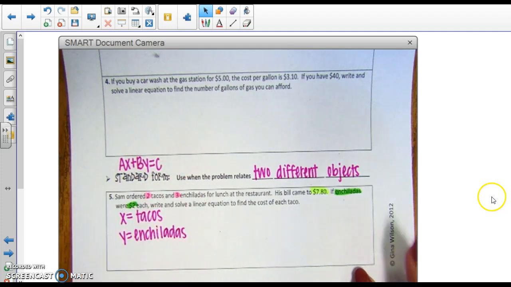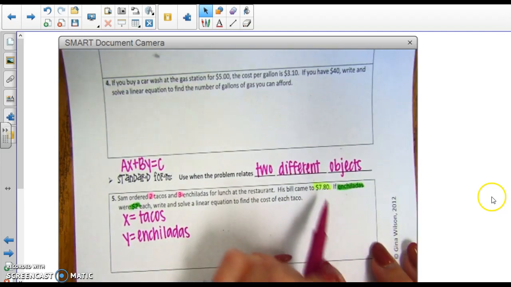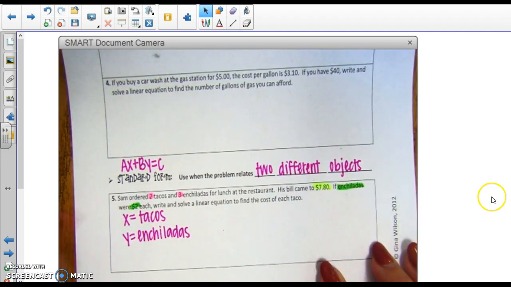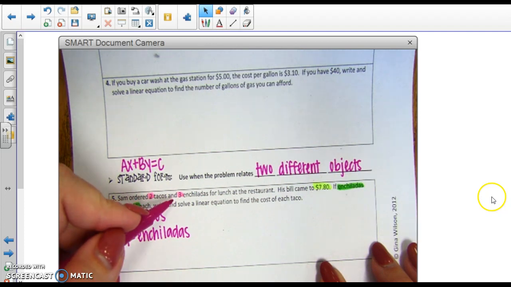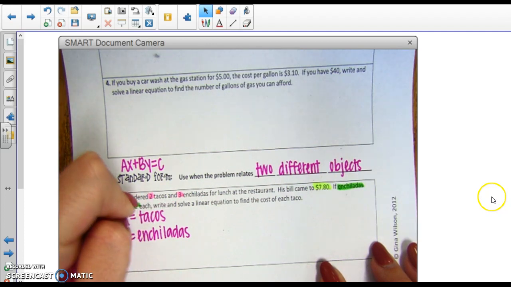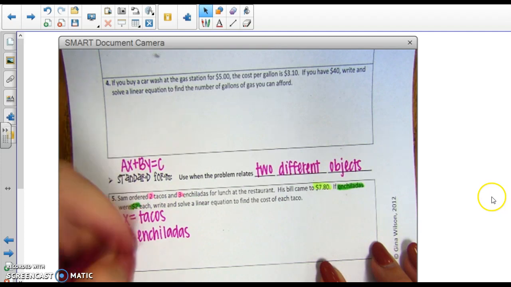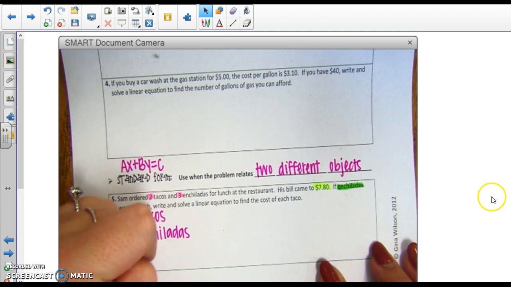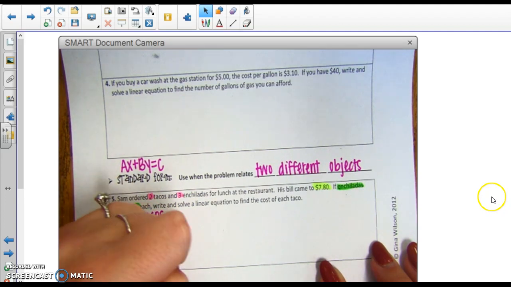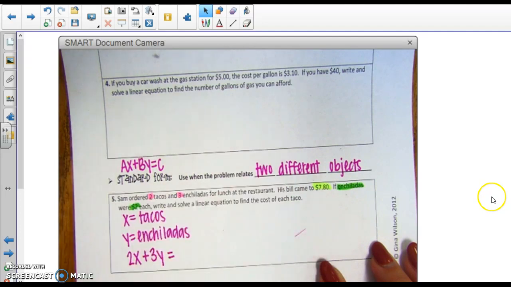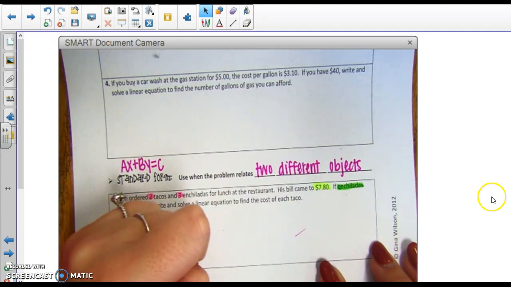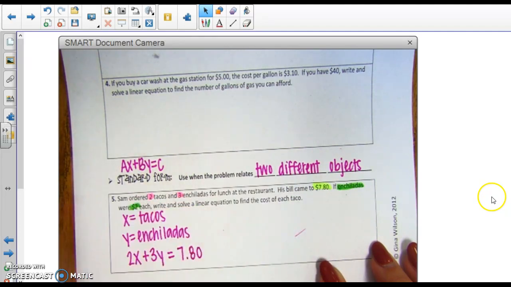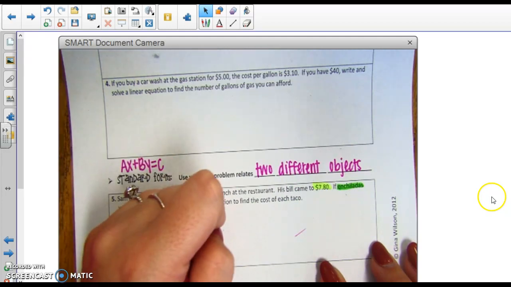Okay, so then we're just going to set up an equation. So we know that he paid $7.80, and we know that he got 2 tacos and 3 enchiladas. So our number of tacos we have 2x, our number of enchiladas 3y, so plus 3y is going to end up equaling $7.80. Okay, so we know how much enchiladas were a piece.